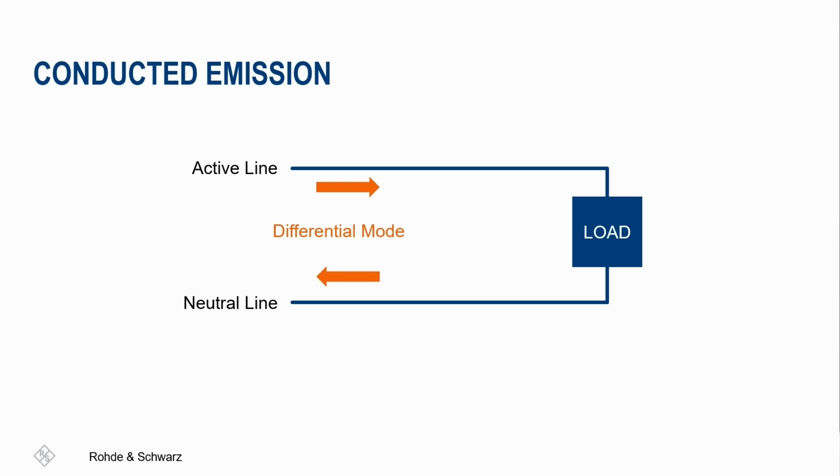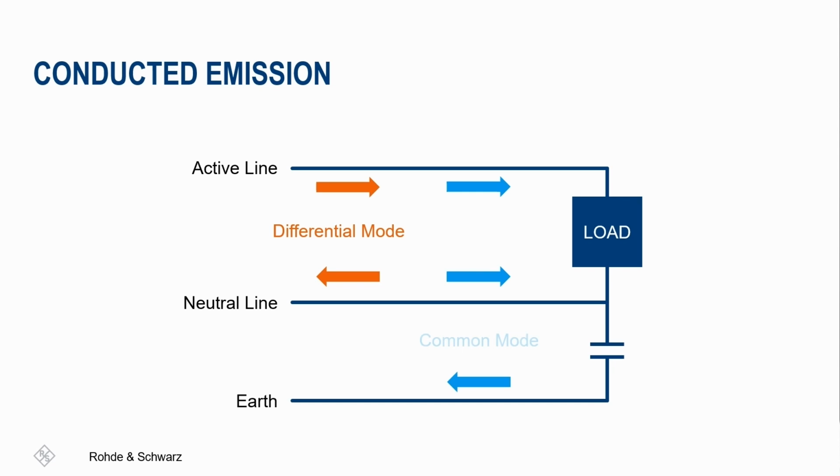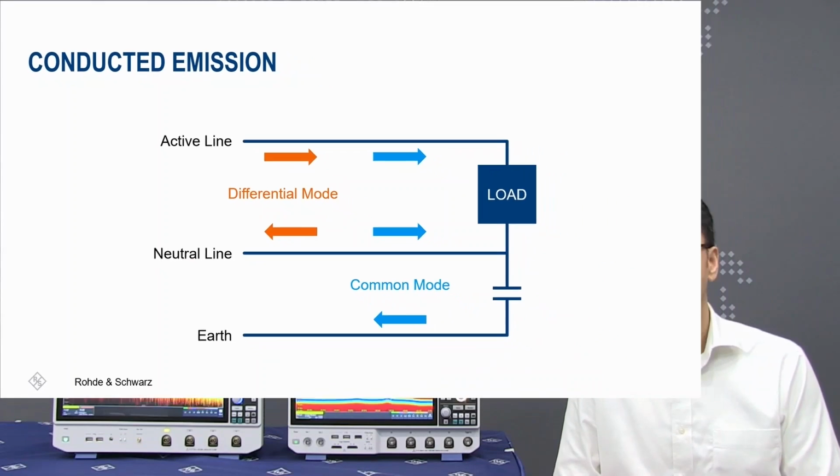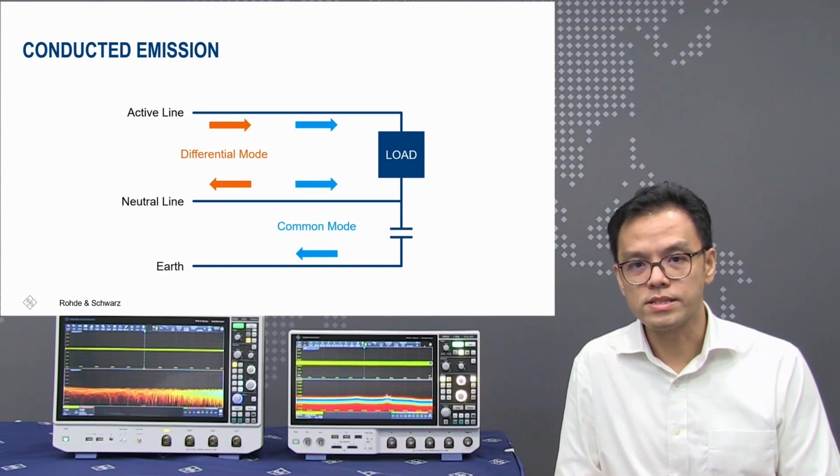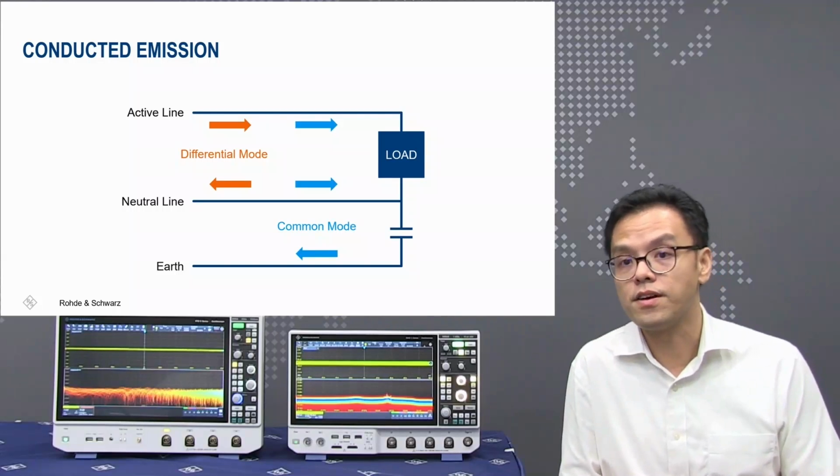Differential mode noise occurs when the noise moves in different directions between the active and neutral line, forming a return path. Common mode noise, on the other hand, flows in the same direction in both the active and neutral lines, returning through the earth line. Understanding the nature of these noises simplifies effective filtering.